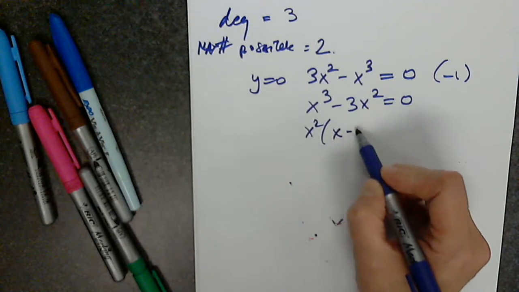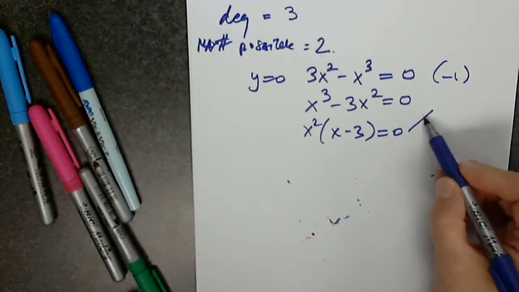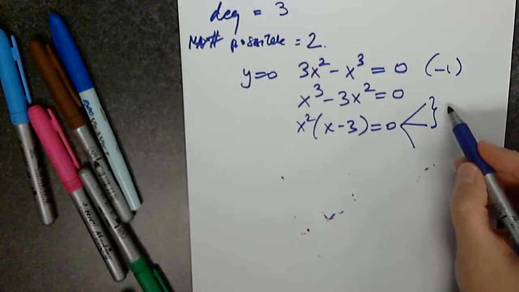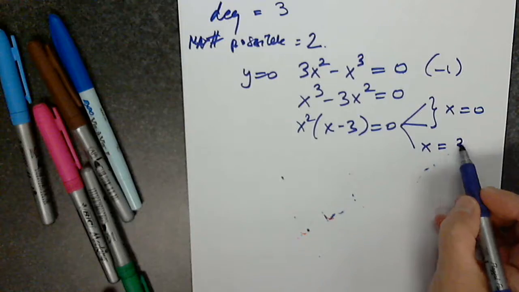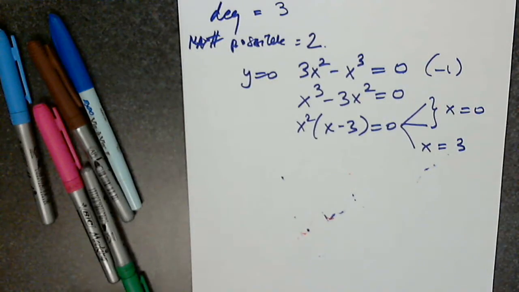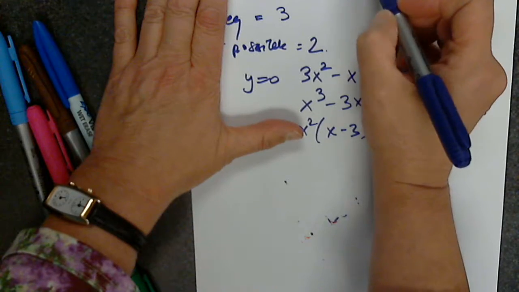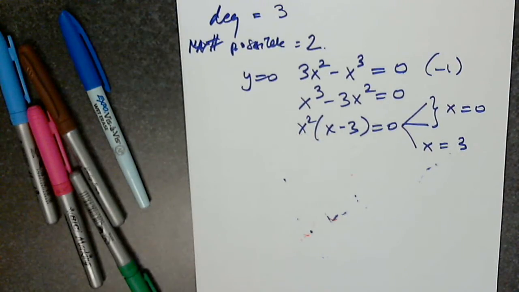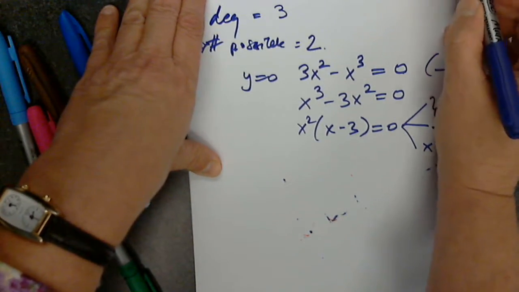Good. How many solutions will this equation have, must have? Yes, because the degree was 3. So you're going to give me 2 as x equals, and 1 as x equals, what is the multiplicity of 0? So when I put it in the chart, I will say turn. What is the multiplicity of 3? So when I put it in the chart, I will say simple cross.